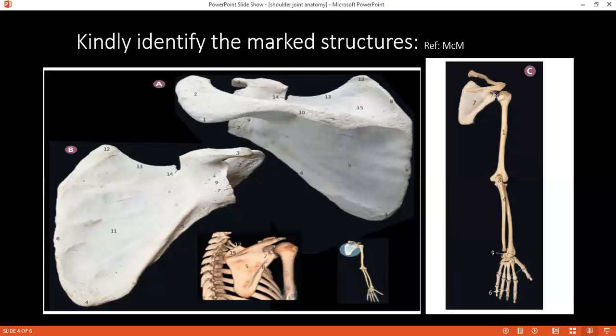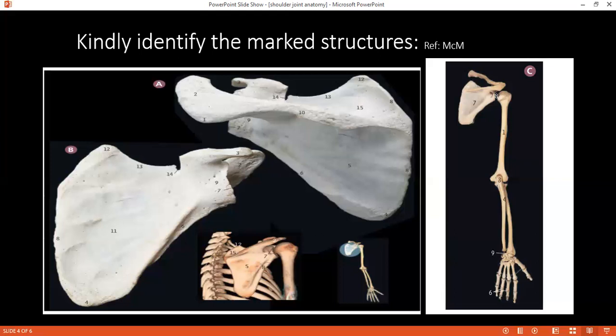What's the second part of the question? Where exactly is it located? It's located in the back of the shoulder, between the lateral part of the scapula.